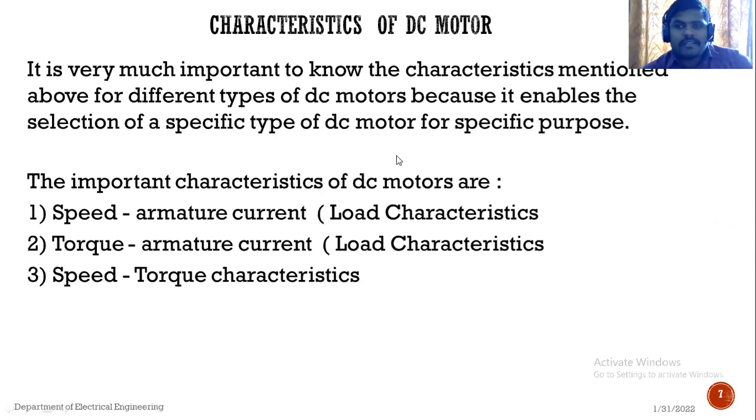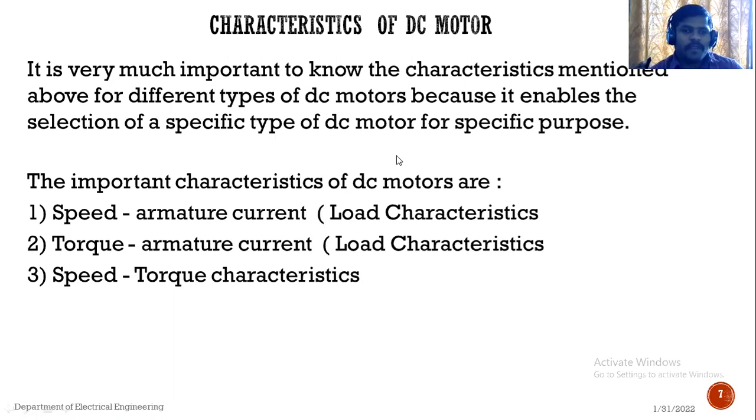एका पर्टिक्युलर ऍप्लिकेशन साठी आपल्याला जर मोटर सिलेक्ट करायची असेल, if we know the characteristics, that is output power versus efficiency characteristics, speed versus torque characteristics, or armature current versus torque characteristics, then we are able to select the motor for our particular application. Specific type ची motor आपण select करू शकतो if we know the characteristics. For selection of motor, it is very much important.